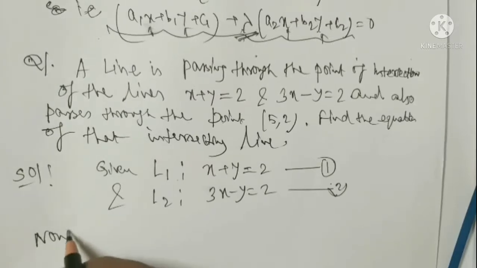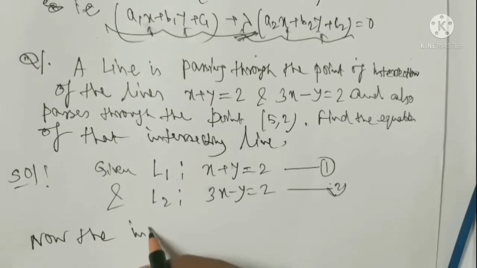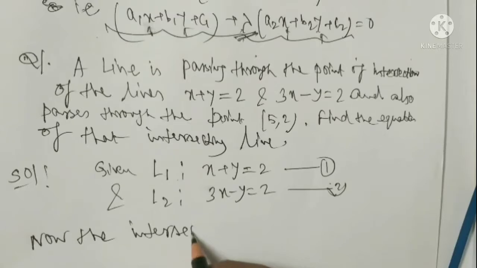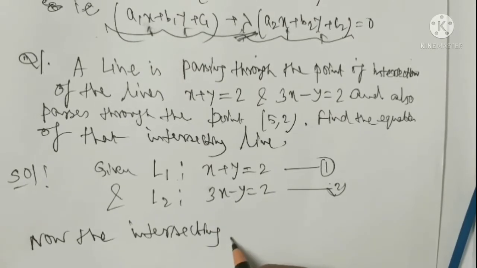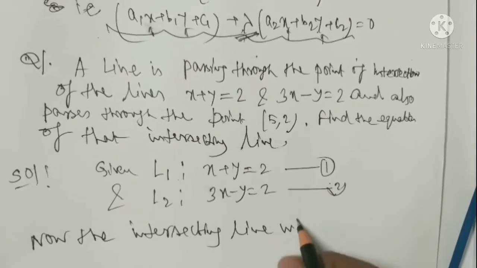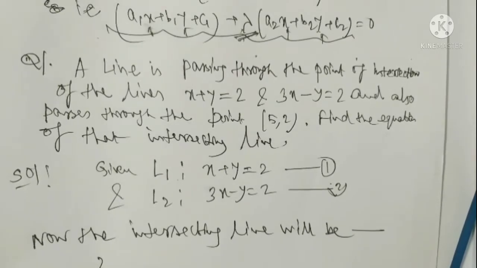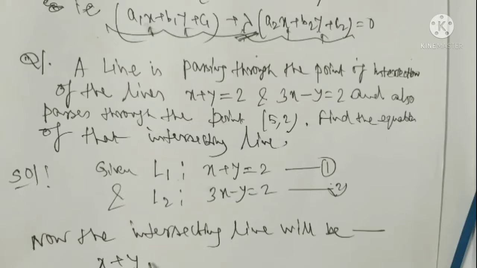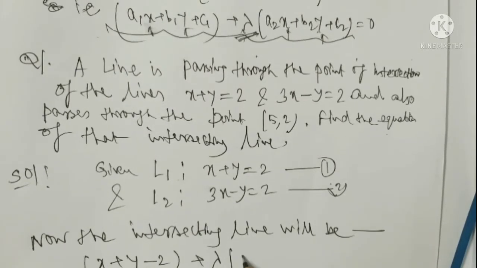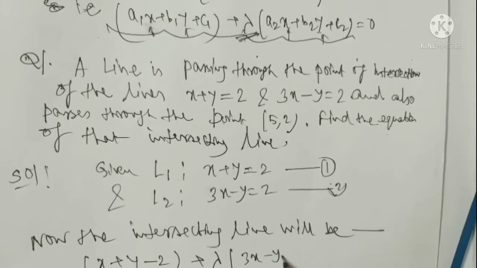Now the intersecting line will be of the form a1x plus b1y plus c1, that is x plus y minus 2, plus lambda into 3x minus y minus 2 equals to 0.